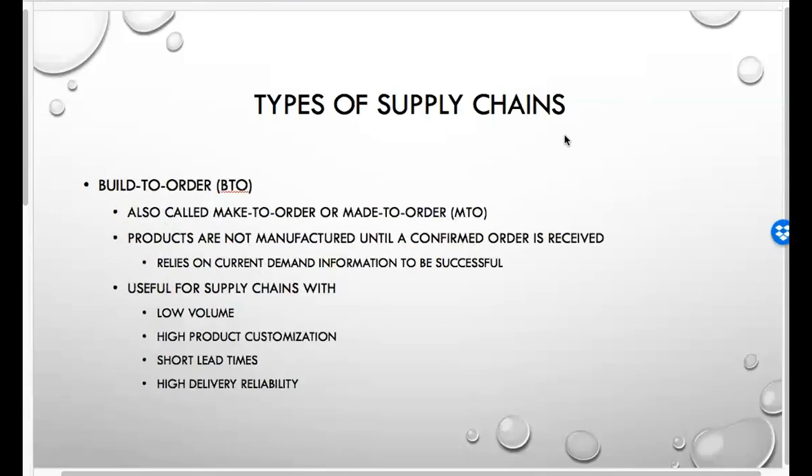So build to order. Build to order is also called make to order or made to order. And this is very similar to a pull type strategy where products are not manufactured until a confirmed order is received. This focuses on current demand information to be successful. About the best that I've seen that does this is something like Amazon, where once something is sold online, they pull a product.